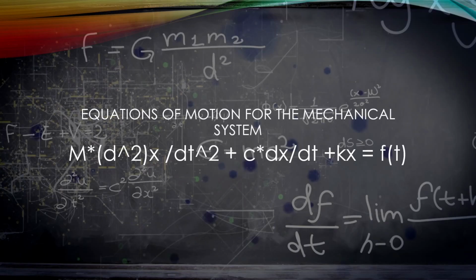So real quick, here is the equation of motion for the mechanical system. The equation of motion is m times x double dot plus c times x dot plus k times x equals f of t. In this case, f of t equals 0.